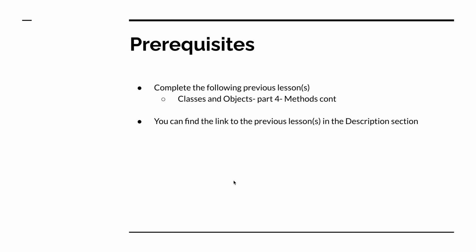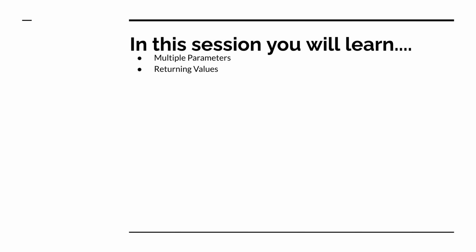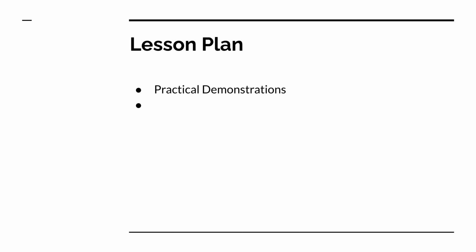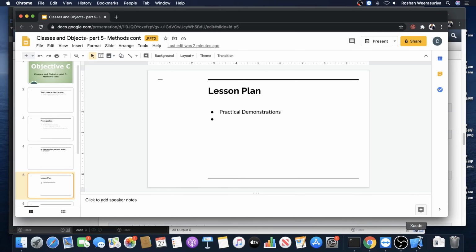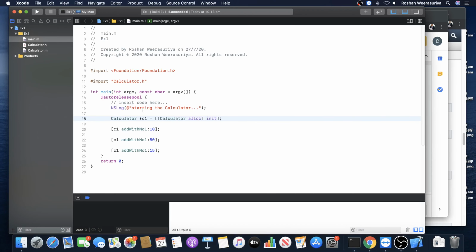You need to make sure you look at the previous lesson and you can find the link to that in the description. You'll be learning here about multiple parameters and returning values. As usual, you will be doing practical demonstrations. So let's look at the previous project. This is where we stopped in the previous project, so we are continuing this project.